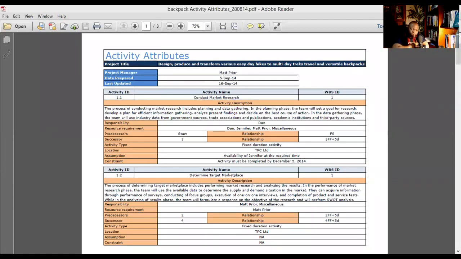You've read chapter 6 in the PMBOK guide, and in chapter 6, 6.1 to be precise, you see the output activity attributes. So I wanted to put a face to the name. This is what it looks like.